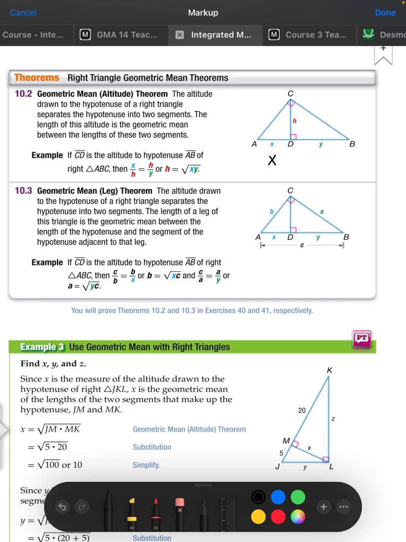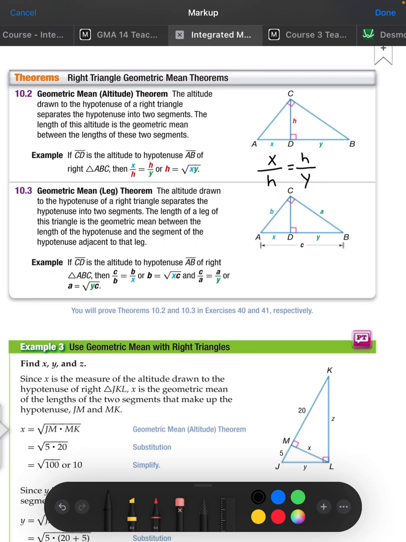that x is to h as h is to y. So if you notice that x and y are on the hypotenuse, that's one way to solve for x or y or h or whatever they might give you. They'll probably give you 2 out of the 3 of them, okay? And then once you do that, you can just use cross products there.